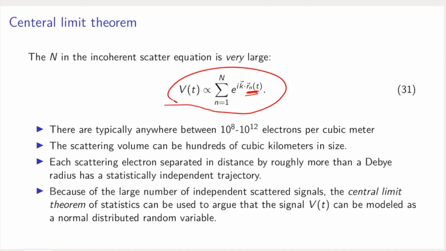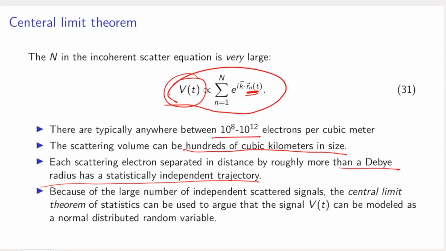So how large is n in practice? There are between 10^8 and 10^12 electrons per cubic meter in ionospheric plasma, and the scattering volume can often be several hundred cubic kilometers in size. To first order, electrons that are separated by more than the Debye radius have statistically independent trajectories. The Debye radius within the ionosphere is typically measured in centimeters. We can therefore safely assume that we can treat V of t, the scattered voltage from ionospheric plasma, as a normal random variable.